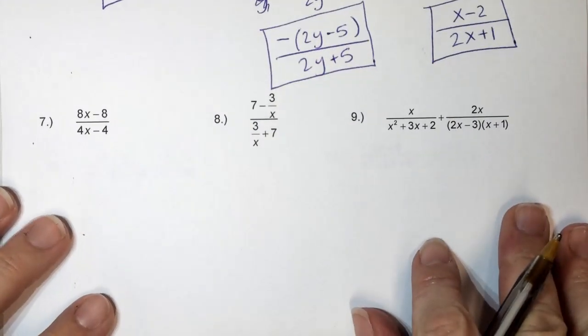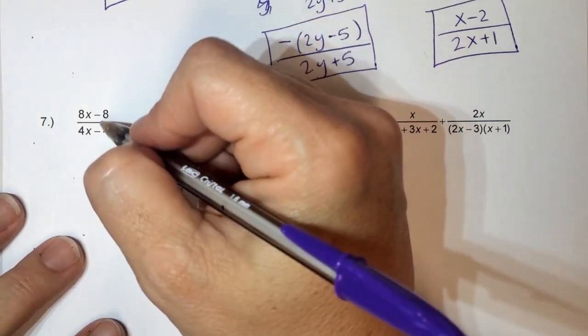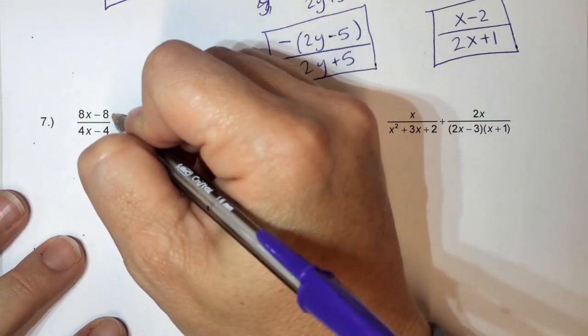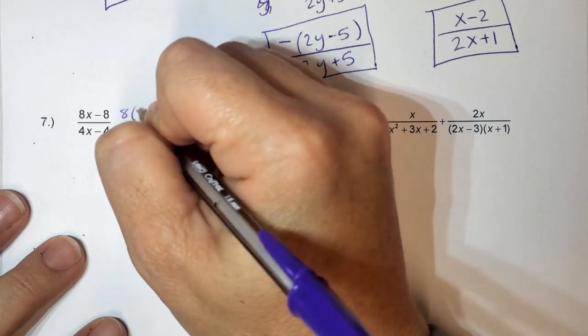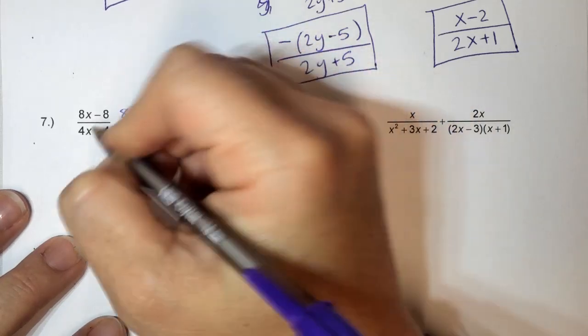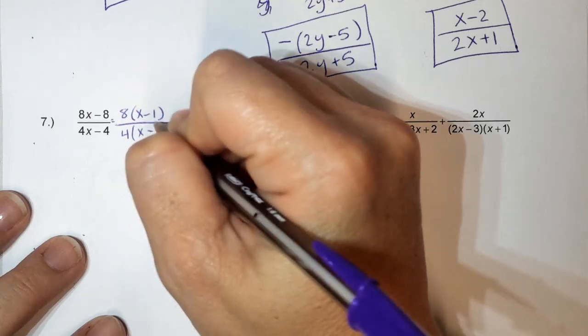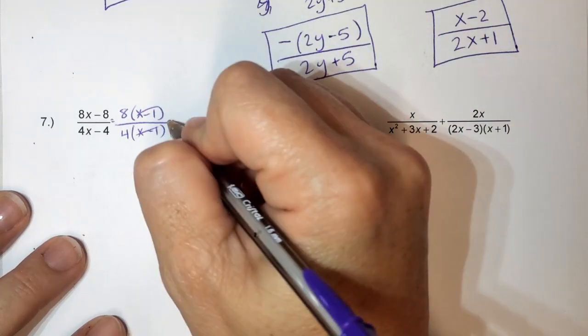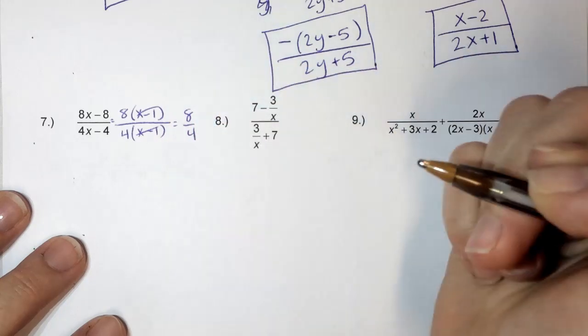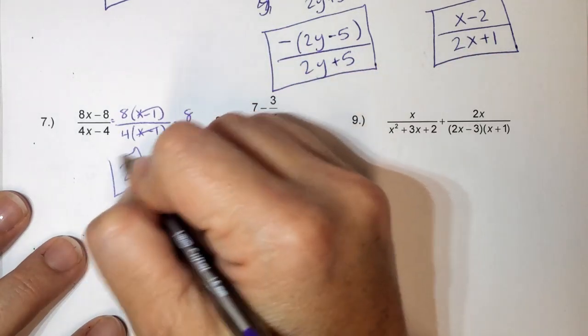Okay, number 7 is a lot like number 4. Again, GCF, well, 8 goes into 8. So when I take that out, I'm left with x minus 1. 4 goes into 4, so when I take that out, I'm left with x minus 1. The x minus 1's cancel, and I'm left with 8 over 4, which simplifies to 2. So there's my answer.